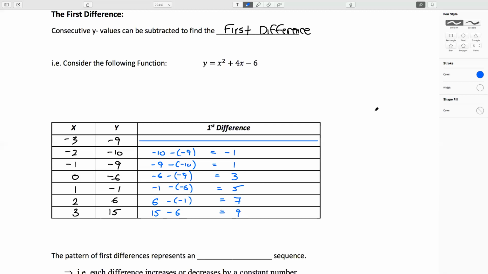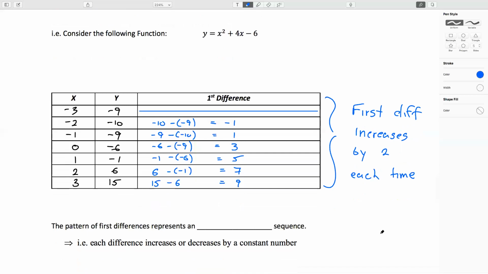So now we've got this pattern of numbers here, and you might notice that there's a relationship between every number. Minus 1 is 2 away from 1. 1 is 2 away from 3. 3 is 2 away from 5. 5 is 2 away from 7, and 7 is 2 away from 9. So basically, we're counting up by 2 each time. We can say that the first difference increases by 2 each time. That tells me right away that this is a quadratic function.